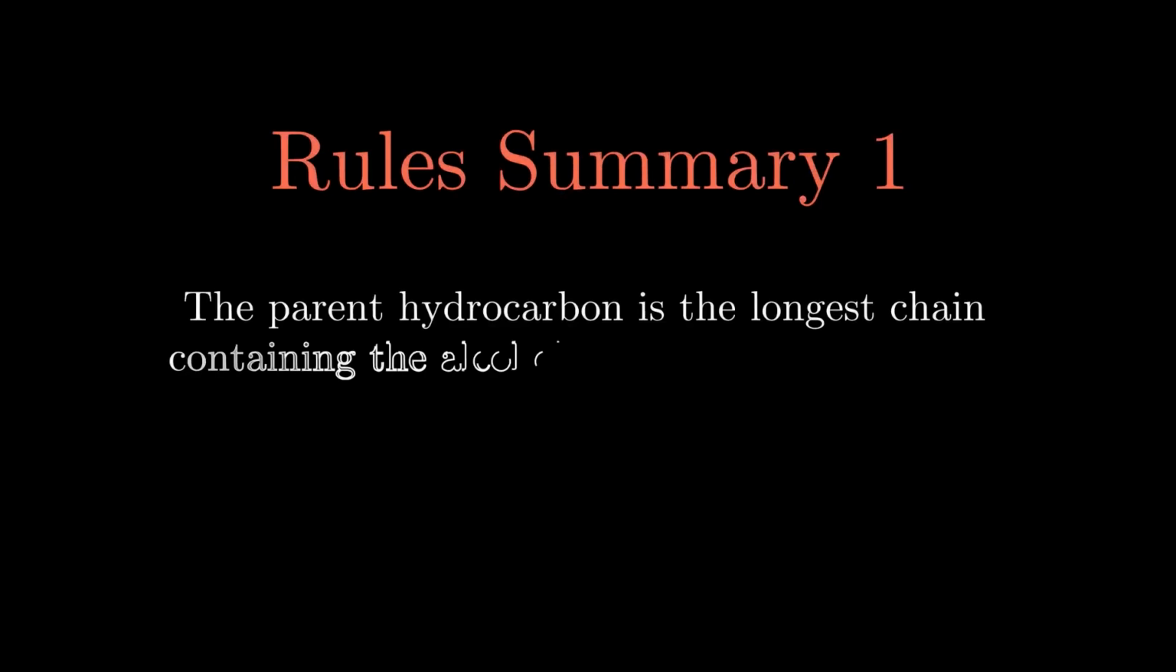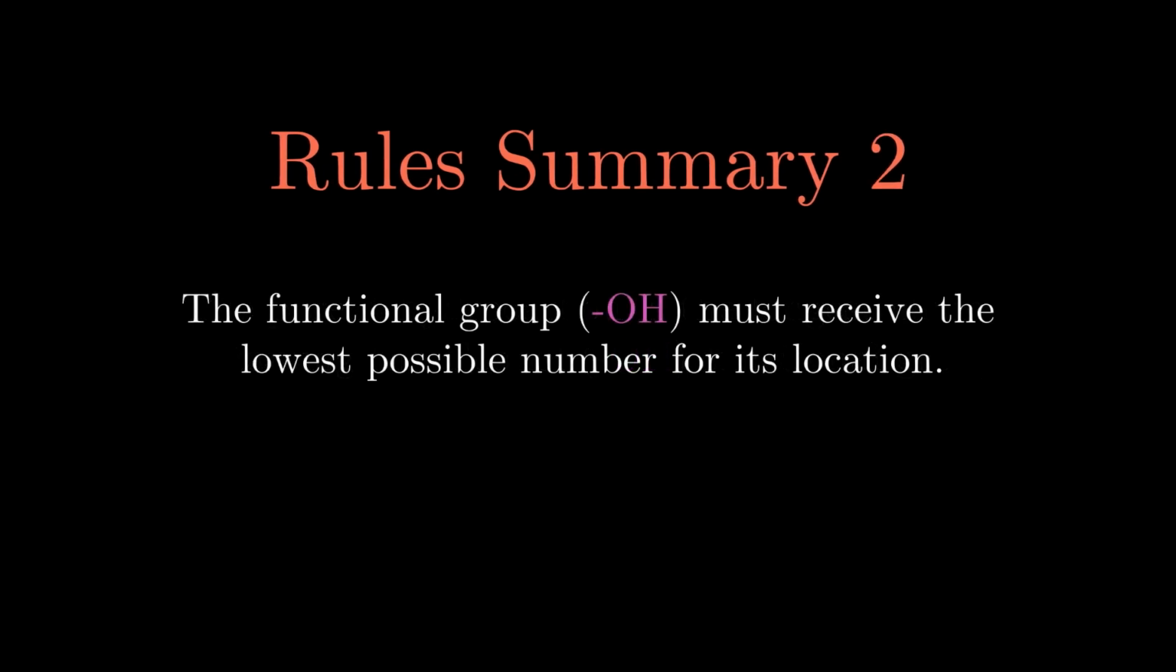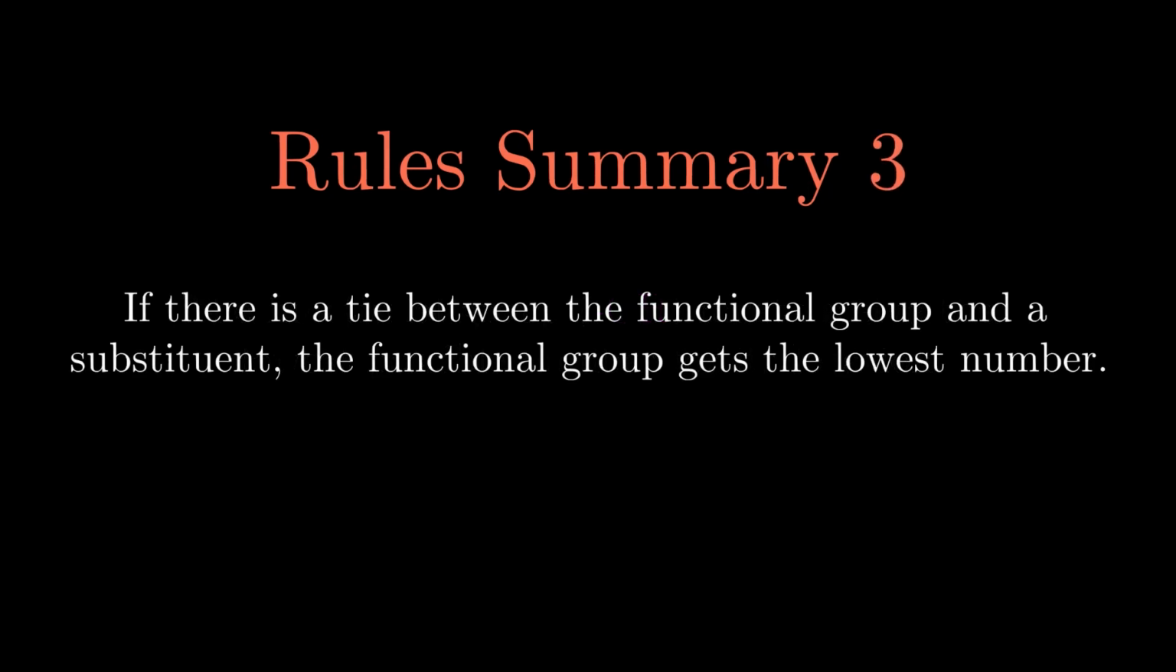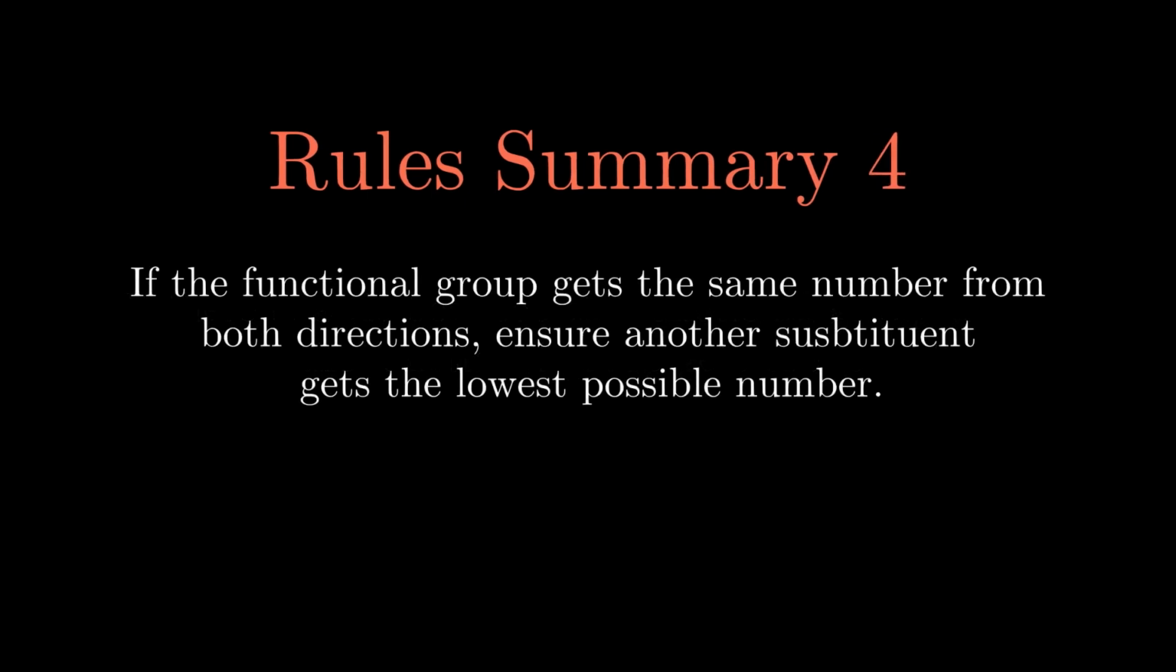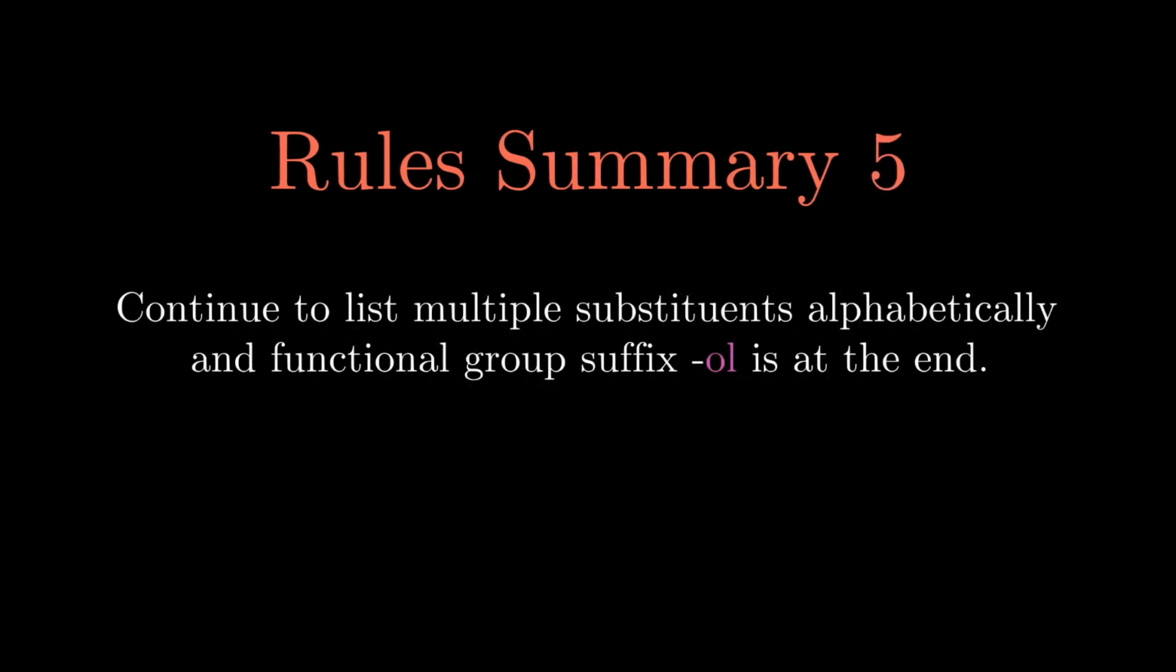To summarize the final set of rules for the alkanes, the parent hydrocarbon is the longest chain containing the alcohol functional group. Ensure the functional group receives the lowest possible number that it can for its location. When there is a tie between the functional group and a substituent, give the functional group the lower number. If the functional group gets the same number from both directions, ensure another substituent receives the lowest possible number. Continue to list the substituents alphabetically and place the functional group suffix "ol" at the end of the name.